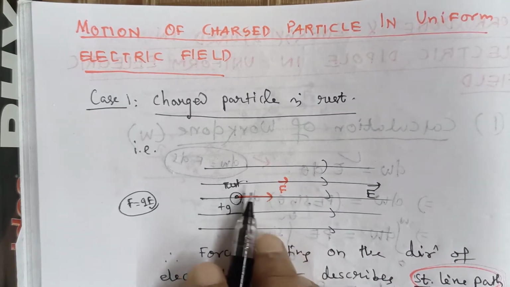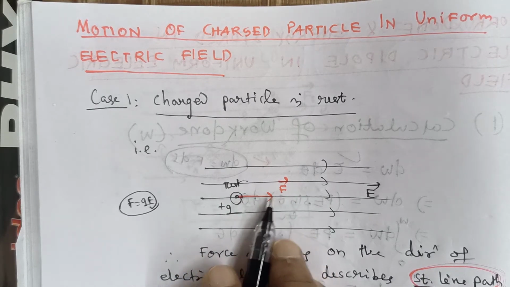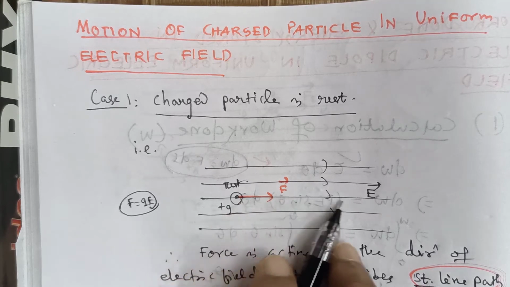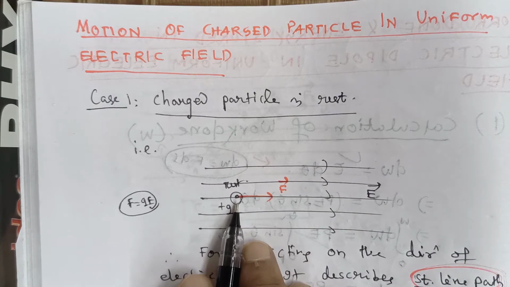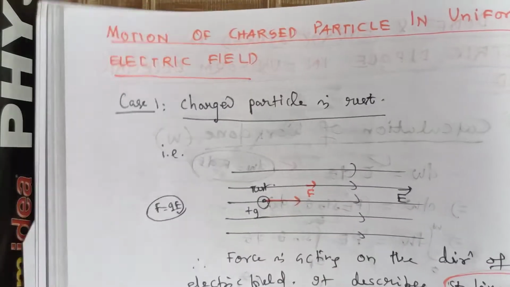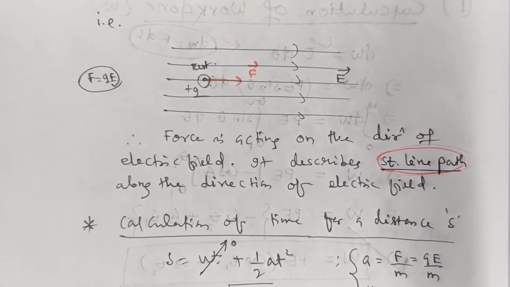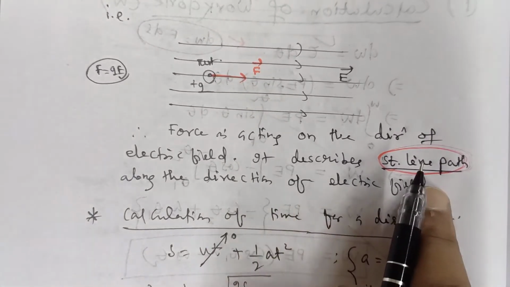That means the charged particle starts to move with acceleration because force is acting on it, in the direction of electric field. So we will say that if the charged particle is at rest, then it describes a straight line path. What is the nature of the path? Path nature is a straight line path along the direction of electric field.